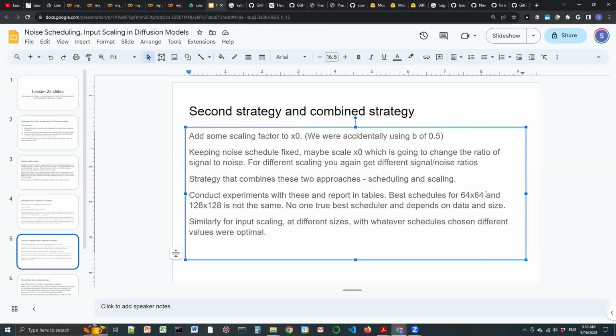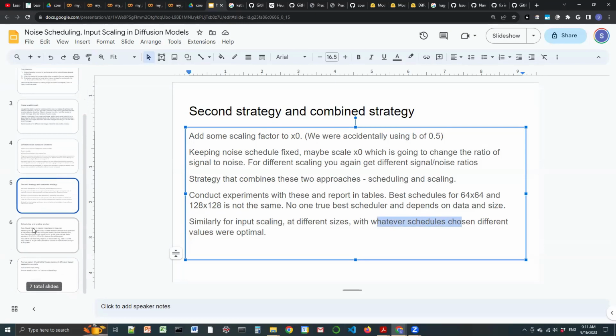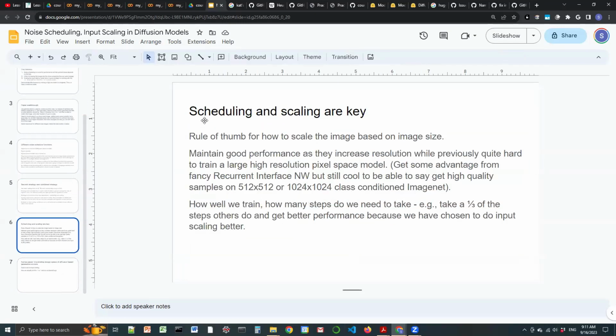So they come up with best schedules for 64 by 64 images, 128 by 128. But the interesting result they report is they're not the same. So there's no single best scheduler. It depends on the data and the size. And it's the same thing for scaling. At different sizes, with whatever schedule, different values are shown to be optimal. So the takeaway is scheduling as well as scaling are key. And then they come up with a rule of thumb of how to scale the image based on image size.